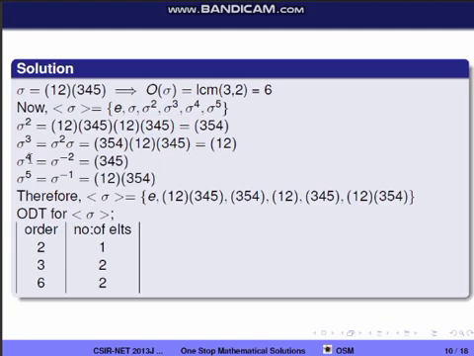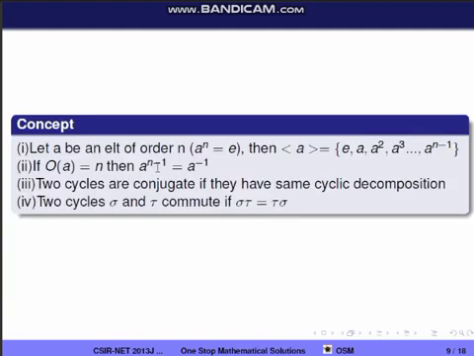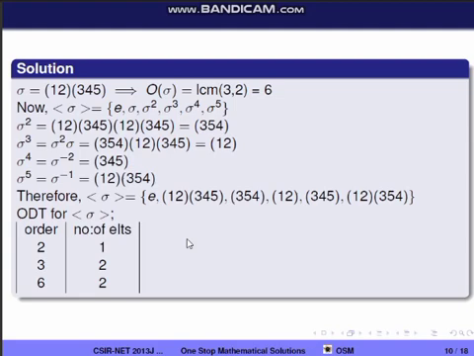To find sigma power 4, I am using this concept. Sigma power 4 is equal to sigma power minus 2. So that is what we'll get from that formula. So sigma power minus 2 means the inverse of sigma square. So we are finding the inverse of this permutation. To find the inverse of sigma square, fix the element 3 and interchange these two elements. So we'll get 3, 4, 5 as sigma power 4.